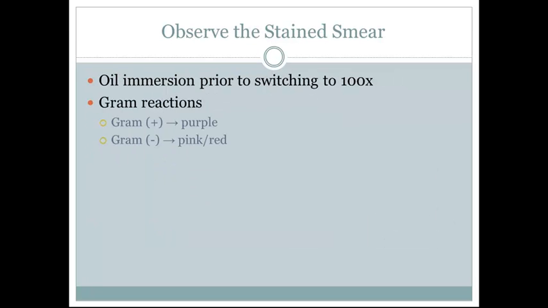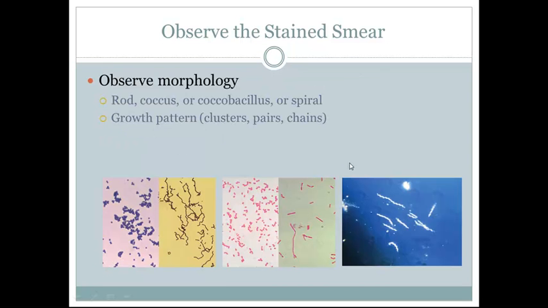So after we have the gram stain done, we would then put the slide under the microscope. We would put a drop of immersion oil on the slide, and then we would switch to 100x, and we would start the examination by determining whether it was gram positive, which is purple, or gram negative, which is red. So when we are observing the slide, we observe the morphology, so if they're rods, cocci, coccobacilli, or spirilla, and then the growth patterns, whether it's clusters, pairs, or chains.